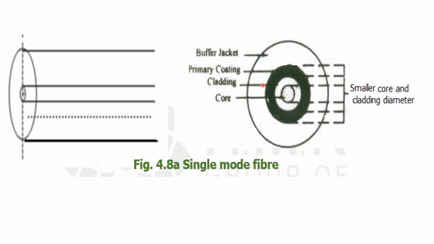So if this is core, then this is cladding, then there will be a primary coating, then there will be a buffer jacket. All these things are already known to us. Okay, so this is the main picture of single mode optical fiber. This is core and this is cladding. If you want, actually we can include the writing also here. Core N1, cladding N2, where N1 is greater than N2. So this is single mode optical fiber.